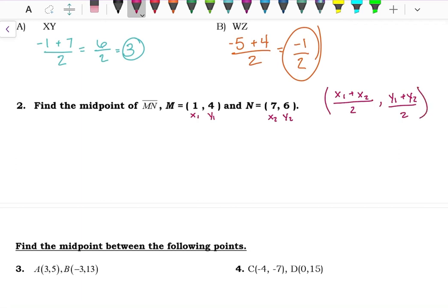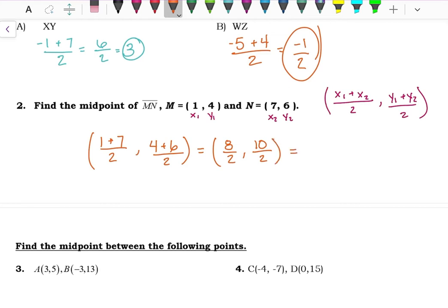Okay. So first thing we've got to do is plug it all in. First is x1, which is 1, plus x2, which is 7, over 2, comma, y1, which is 4, plus y2, which is 6, over 2. Now we simplify. 1 plus 7 is 8, and 4 plus 6 is 10. And one more step to simplify. 8 divided by 2 is 4, and 10 divided by 2 is 5. So that's our midpoint.